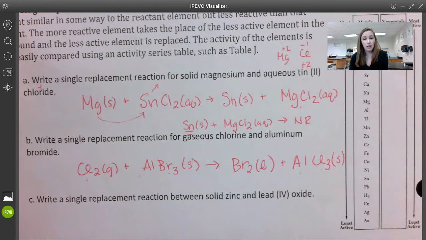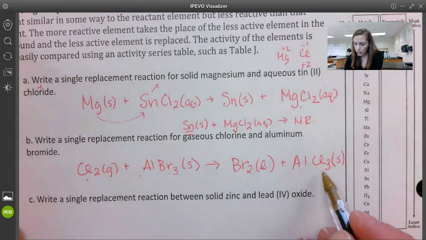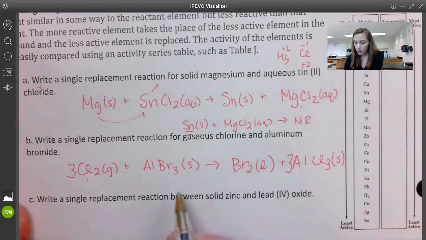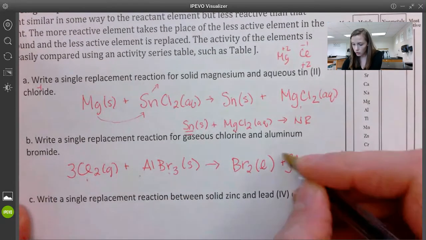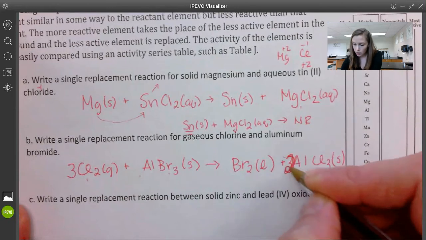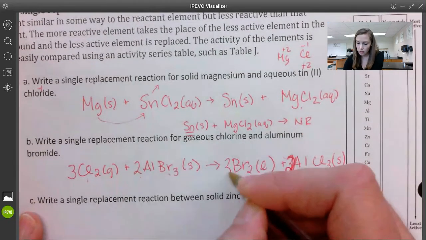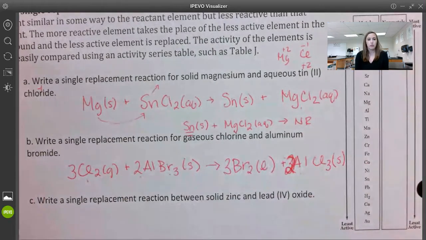Okay. Then it's just a matter of balancing. Don't forget to check that at the end. So in this case, we're going to need to make 6 chlorine, or have 6 chlorine on each side. I put a 3 here, that should be a 2. Okay, if I balance out the bromines, this needs a 2, this needs a 3, and then that also balances out the aluminum. So that would be your final complete equation there.